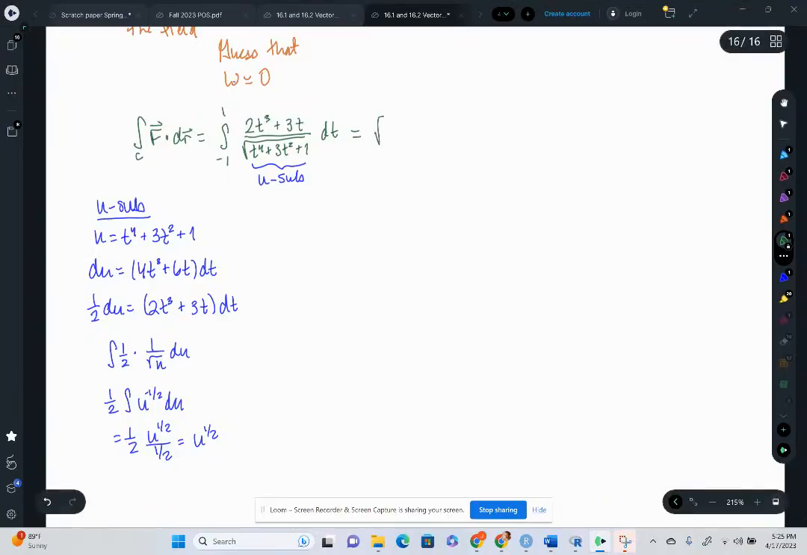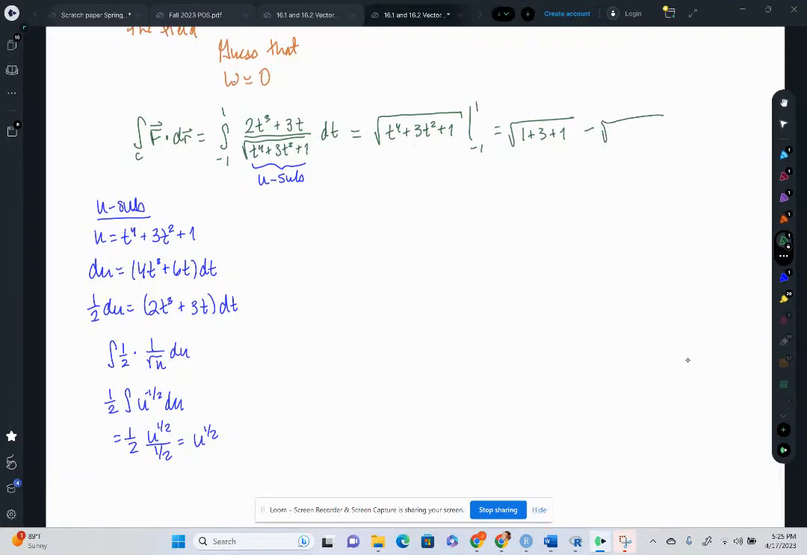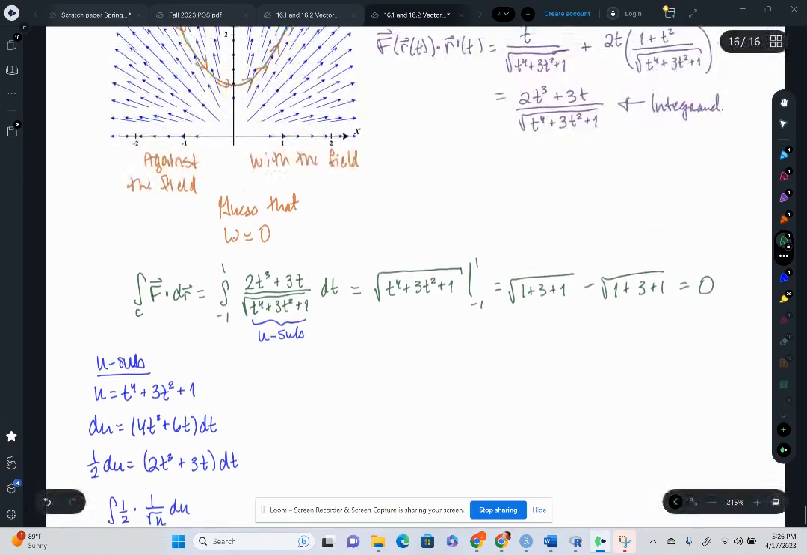So I'm going to get the square root of t to the fourth plus 3t squared plus 1, evaluated from -1 to 1. This gives me the square root of 1 plus 3 plus 1 minus the square root, and I'm taking a -1 now and plugging it in, but it's going to get raised to a 4th power and a square. So I get, again, 1 plus 3 plus 1. This is the square root of 5 minus the square root of 5, and that adds up to 0. So my prediction was correct.